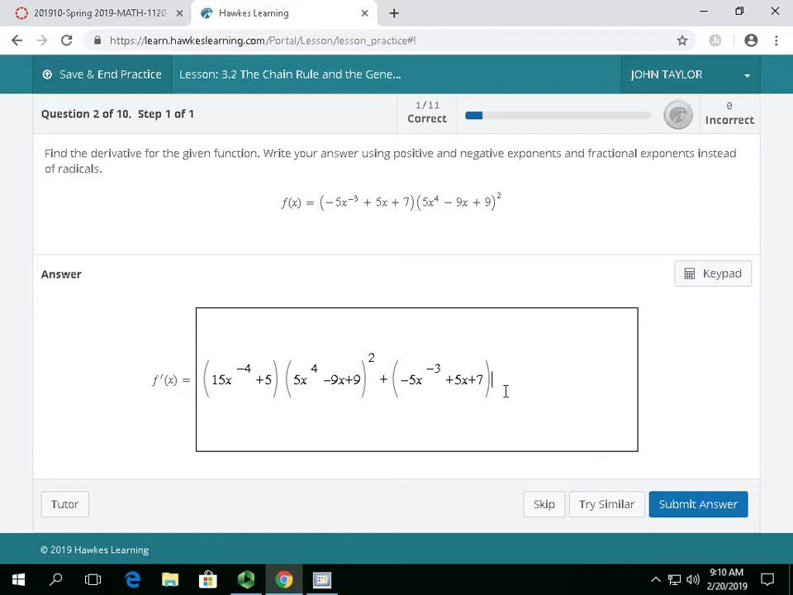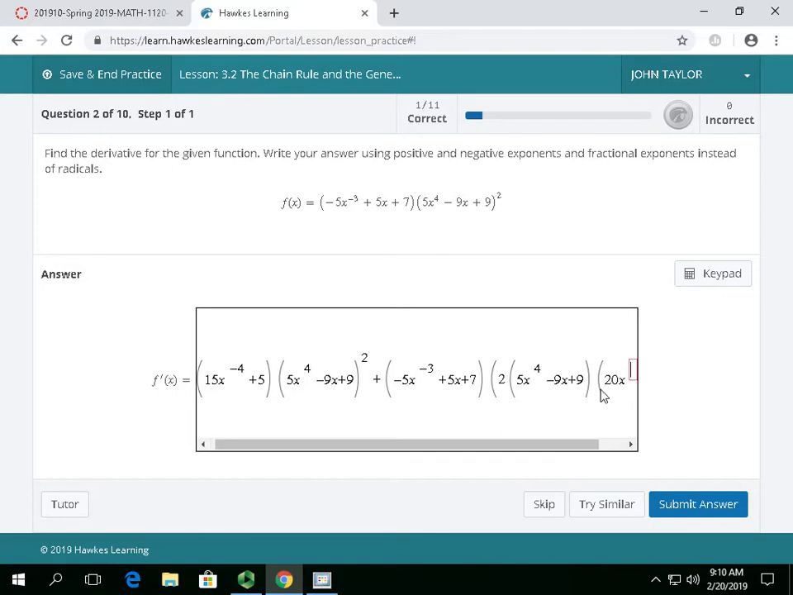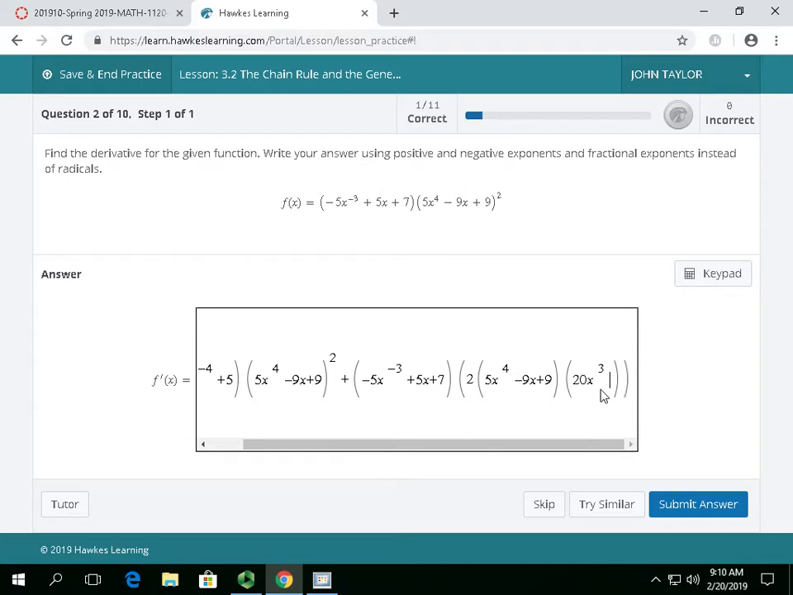To take the derivative of the second guy, I've got to use the chain rule. Derivative of the outside: the 2 pops out front, so I'll put times 2, right? The inside stays the same, which is 5x to the fourth minus 9x plus 9, okay? Raised to the first power, but raised to the first power is himself, right? Times the derivative of the inside. So I'm going to put another parenthesis there. What's the derivative of the inside? What's the derivative of 5x to the fourth? 20x cubed, over arrow there, minus 9.